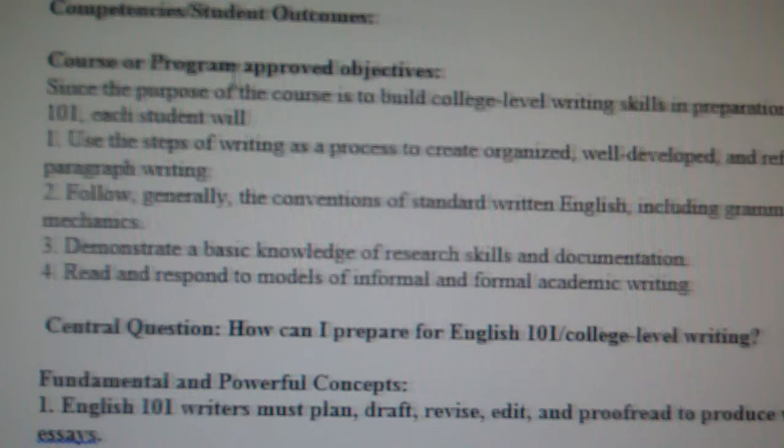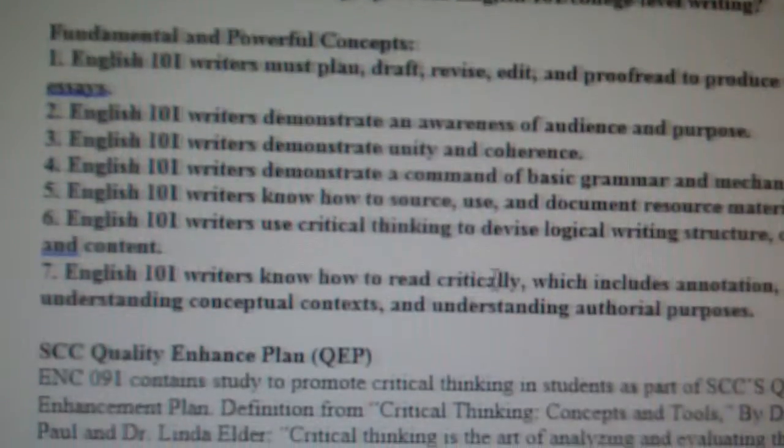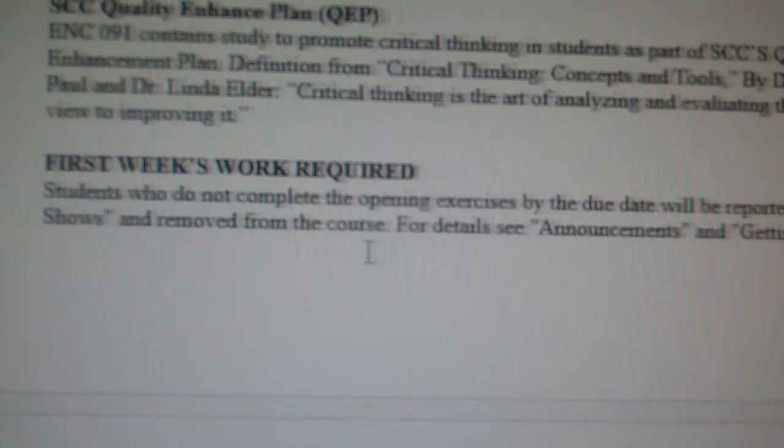The purpose of the competencies and student outcomes is to build towards college level writing and preparation for English 101. So we're going to use steps of the writing process, conventions of standard written English, basic knowledge of research and documentation, and respond to modes of informal and formal academic writing. There is the central question of how can I prepare for English 101 college level writing, and I've listed how we're going to do that with the fundamental and powerful concepts, but I'll let you take a look at those on your own for the sake of time.